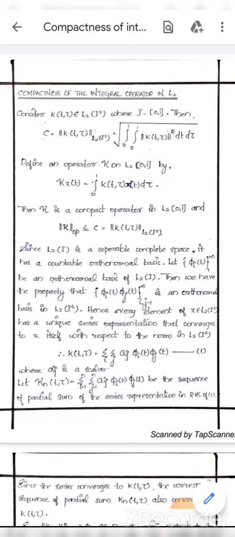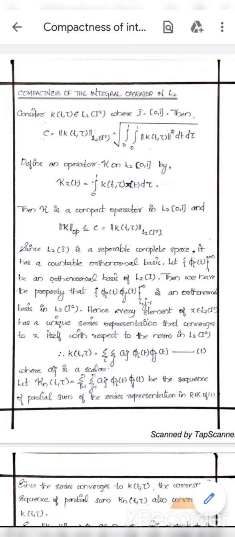So since L2 of I is a separable complete space, it has a countable orthonormal basis. Okay, let that orthonormal basis on L2 of I be phi i of t, where i varies from 1 to infinity. Then we have a property that phi i of t into phi j of tau, where i, j vary from 1 to infinity, is an orthonormal basis in L2 of I square. We have used the notation psi ij in the previous section.